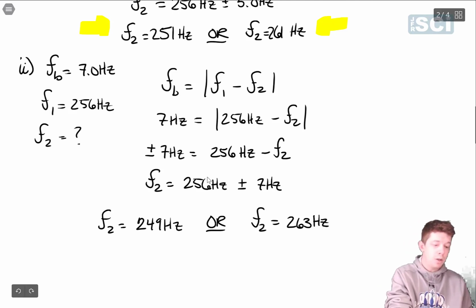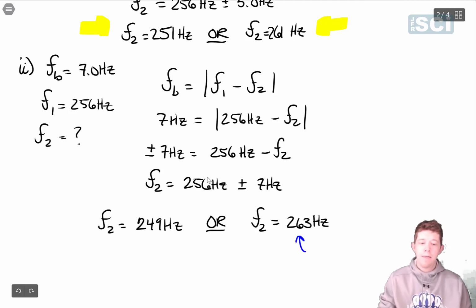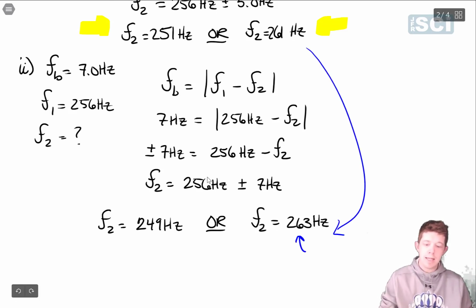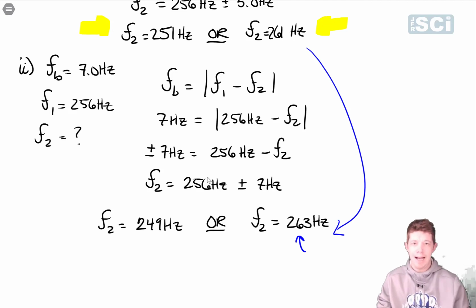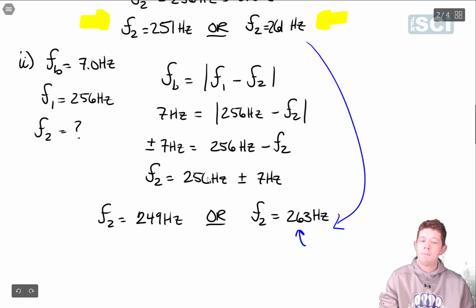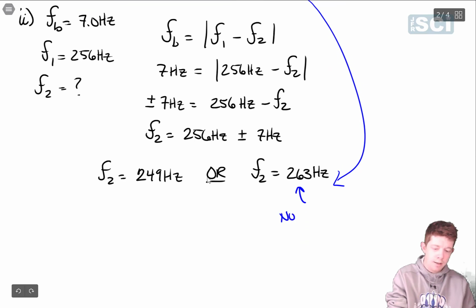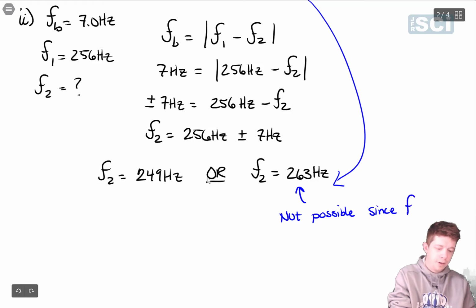Because if we were to look at this answer here, 263, that means that the frequency had to go up by adding that mass, which is not possible. So I'm going to put here not possible, since F should go down with added mass.